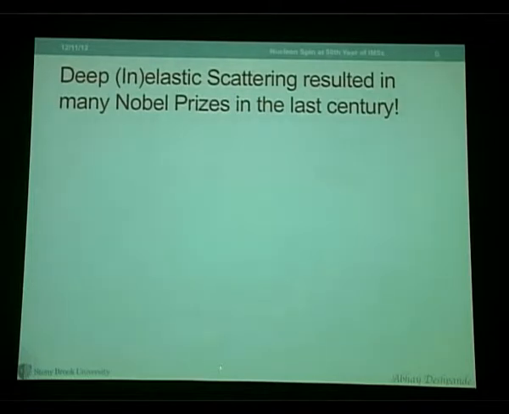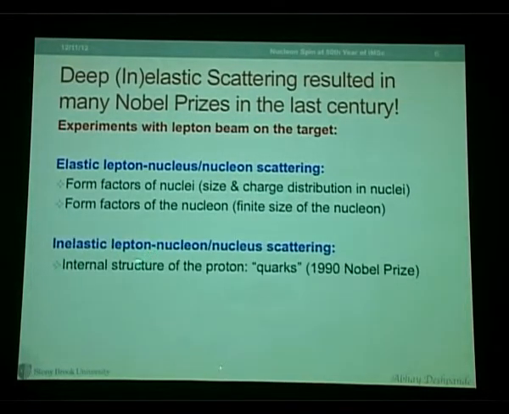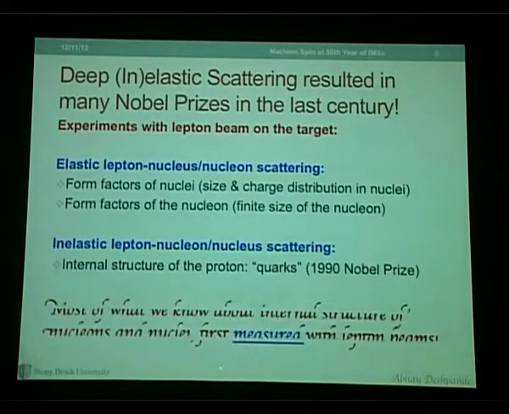So first, an introductory slide on deep inelastic scattering, or electron scattering off targets. Most of the things that we know about the structure of matter, in the early part of the 20th century at least, we know from lepton beams hitting fixed targets at different energies. First was elastic lepton-nuclear scattering, which told us that nuclei and nucleons have finite sizes, described by form factors. Then we discovered through inelastic scattering that protons have internal structure. These experiments were done in the late 1960s and led to Nobel Prizes in 1990 for three gentlemen.